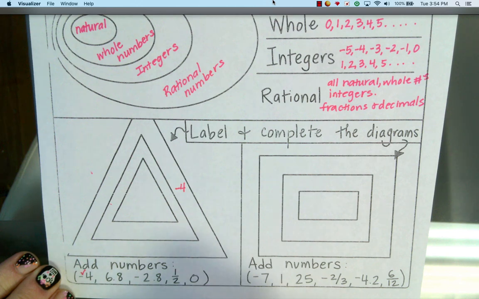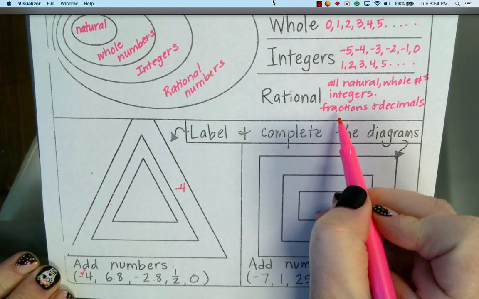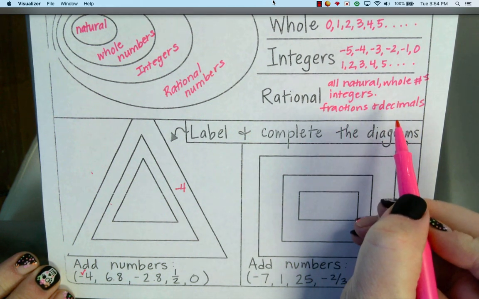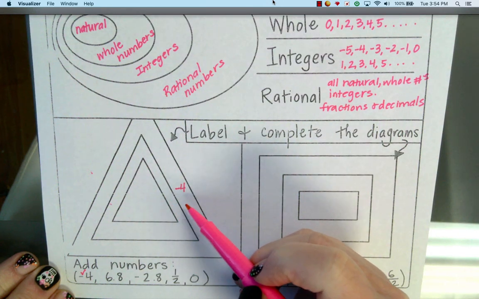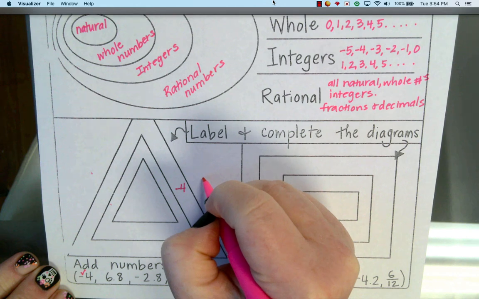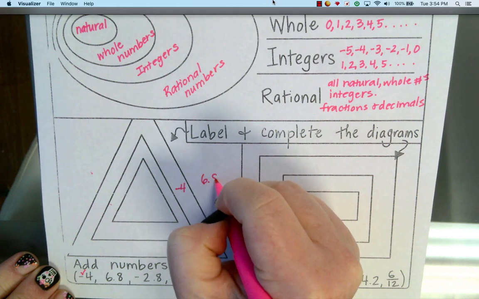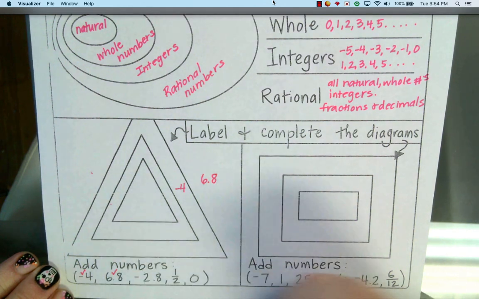We'll go right here. Okay, starting with -4. -4 is an integer. So if we're saying natural, whole, integer is right here, -4. Put a check by your integer when we've addressed it. 6.8 is a decimal. Rational numbers include fractions and decimals, okay? So they're not natural, they're not whole, they're not integers, but rational is on the outside. 6.8 is a rational number.